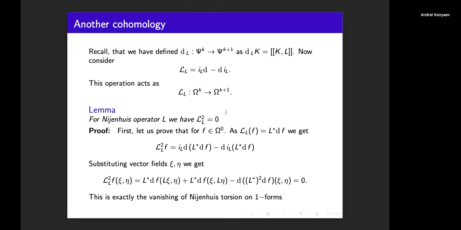So first, we know that Frolicher-Nijenhuis cohomology is defined on the vector valued differential forms, right? Okay, and it's defined like this. Recall that we have a Lie derivative along the vector valued differential form, and this Lie derivative is defined as a graded bracket of graded derivations. You take the inner derivative with respect to this vector valued differential form, and you take this graded bracket with the differential, right? The differential is a graded derivation of degree one. It increases degree by one.